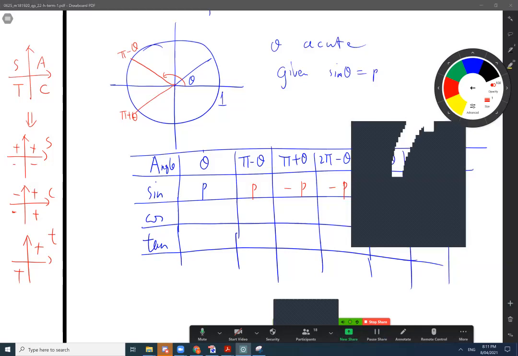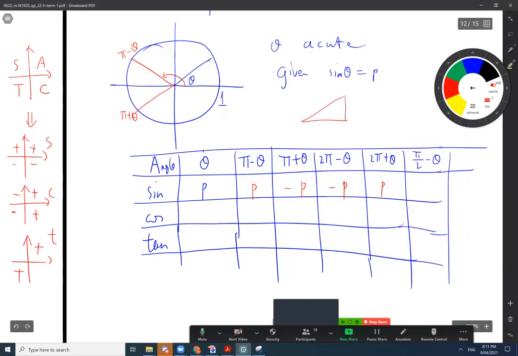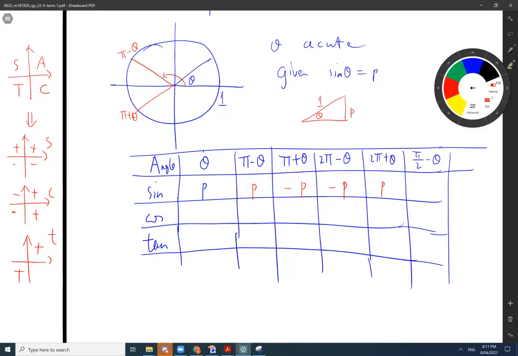Let's have a look. Is it like a variation? For example, sine theta equals p over 1. What's here? One minus p squared, yes. So cos theta is the square root of 1 minus p squared. Oh yeah, that makes sense.